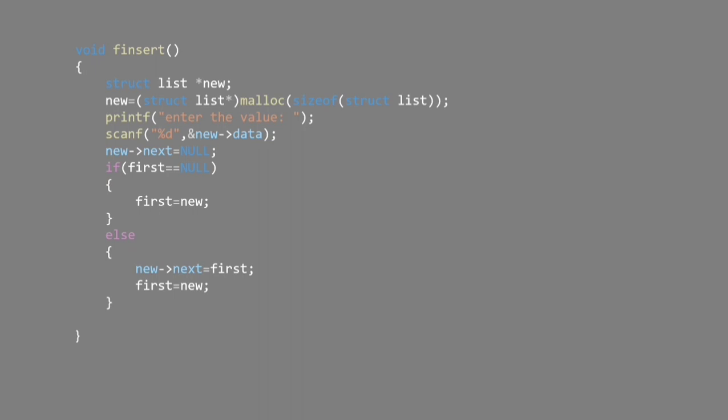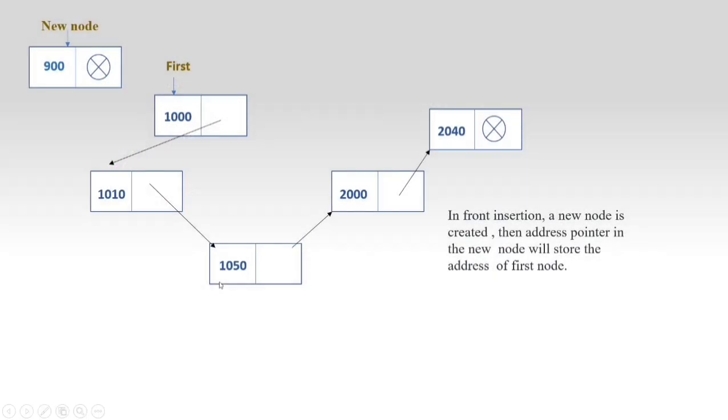You understand, right? The new node will become the first node. Otherwise, the new node's address will reference the first node, and the new node becomes the first node. For a clear explanation, we will see how it happens visually. Consider the following list. We are doing front insertion.